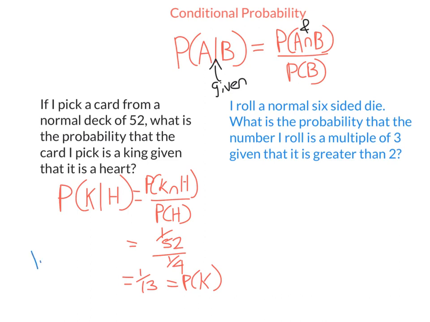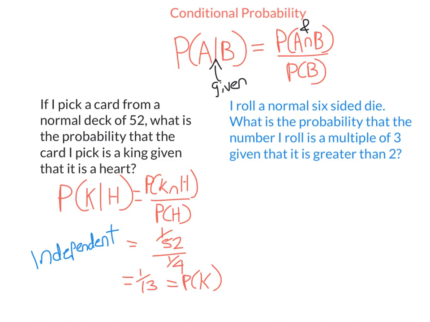So we call these events independent. The probability that it's a king wasn't changed knowing it's a heart. So whether the card is a king is independent of whether or not it's a heart. The fact that the card is a heart, the fact that I know that this event happened, did not affect the probability that this happened. That's what independence means. So let's look at this example here.